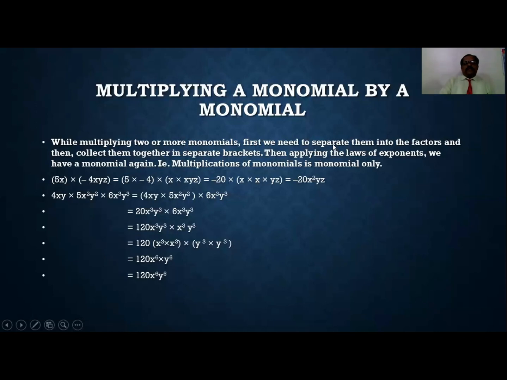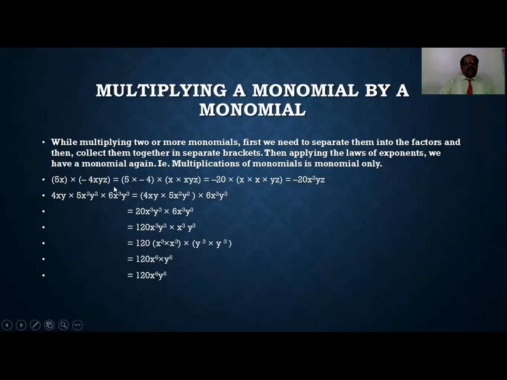As we have seen, first we need to separate them into factors. Here we have 5x. What are the factors of 5x? They are 5 and x. Similarly, the factors of the term minus 4xyz will be minus 4 into x into y into z, right? So they are the factors. After getting the factorization, we can take the coefficient parts together, then the similar variables together and so on.